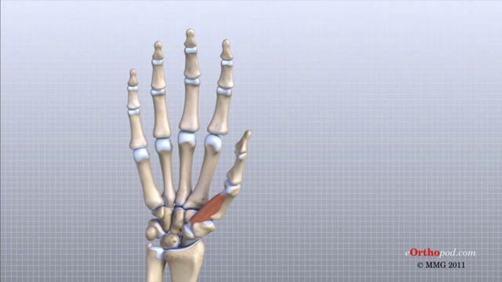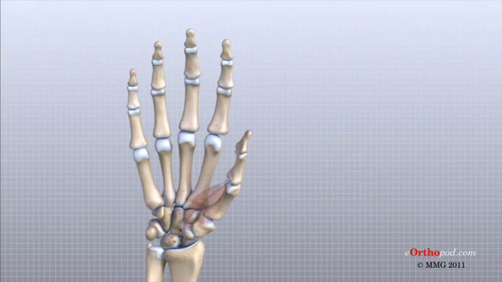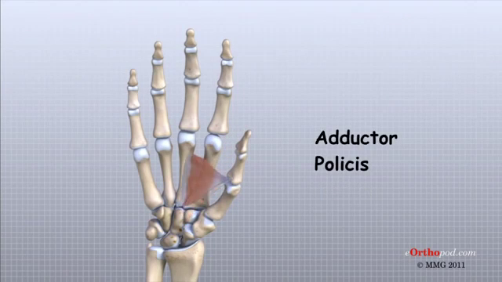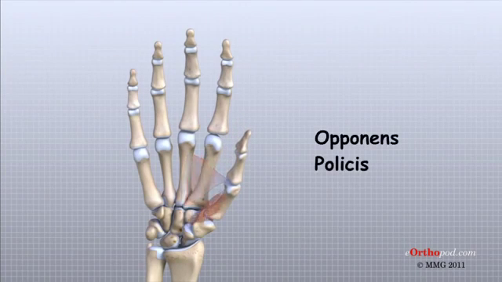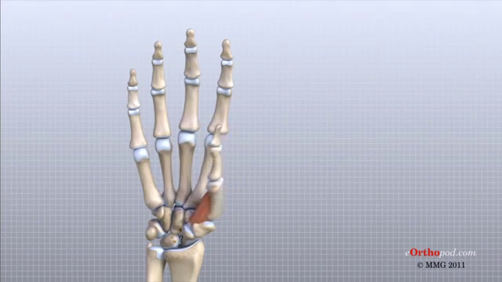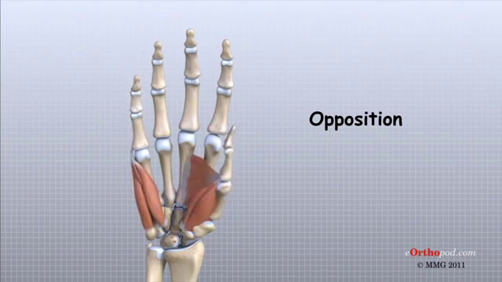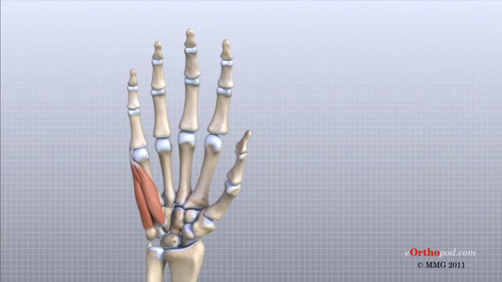The abductor pollicis brevis abducts, or moves the thumb away from the midline of the hand. The flexor pollicis brevis flexes, or bends the thumb. The adductor pollicis adducts, or moves the thumb towards the midline of the hand. The opponens pollicis moves the thumb into opposition. It pulls the thumb out from the palm and turns the pulp of the thumb to face the palm. This is the motion that allows you to place the tip of your thumb against the tip of your little finger. The muscles of the hypothenar eminence are arranged and function roughly the same in the little finger.